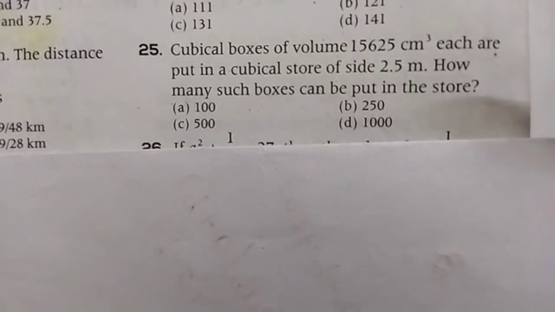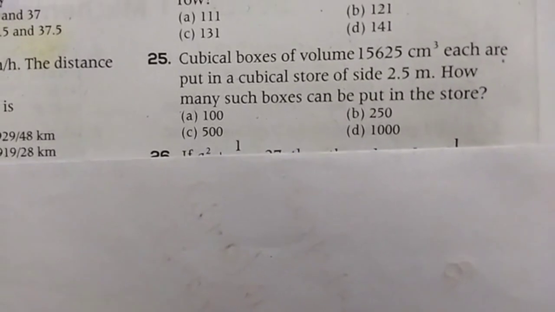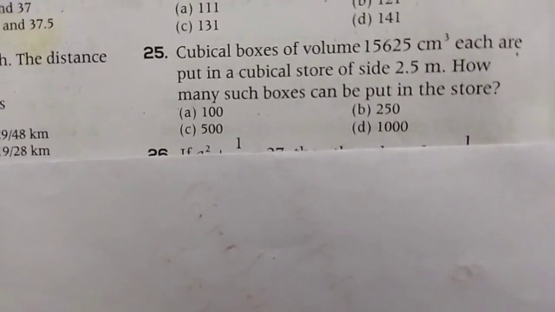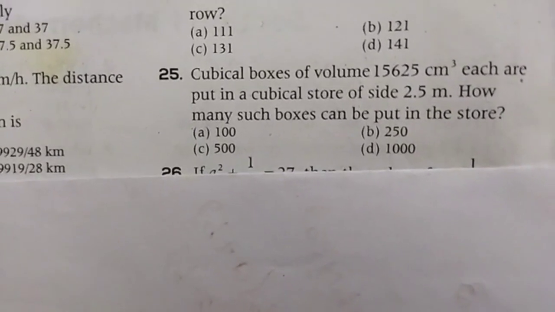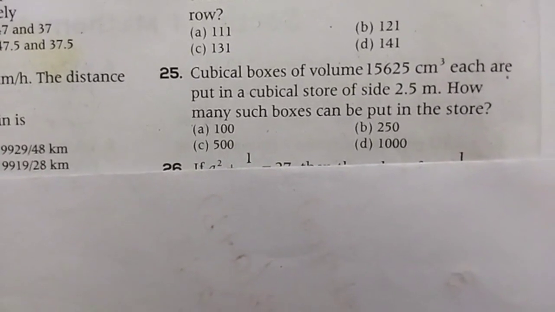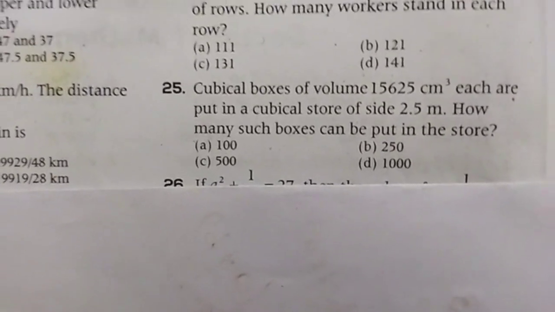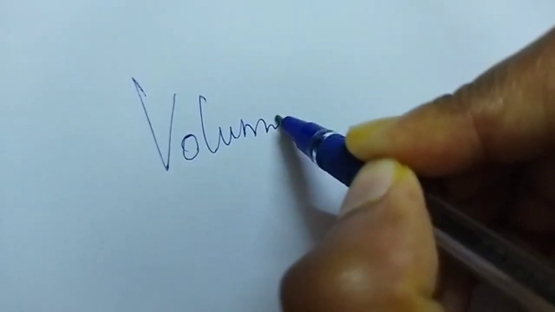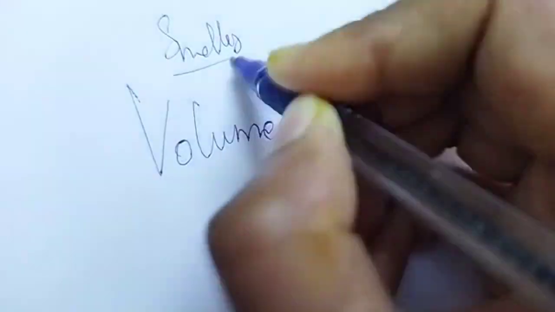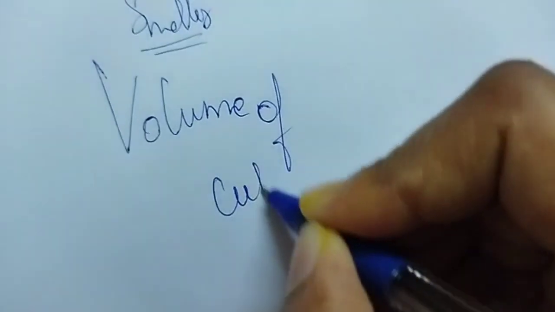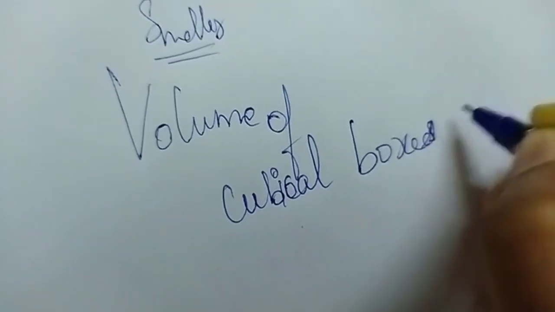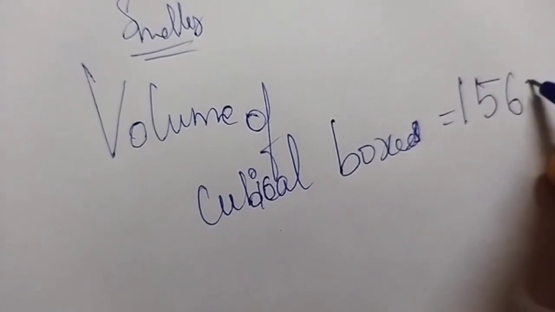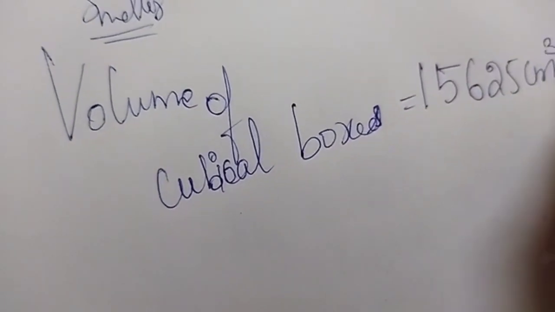For this sum, bigger volume is nothing but the cubical store. Cubical store is the bigger volume, and smaller volume is nothing but the cubical boxes. So if you divide volume of cubical store by volume of cubical boxes we get number of boxes. So we can find the volume of cubical boxes, that is smaller volume. Volume of cubical boxes they have given in the question itself, 15625 centimeter cube. So we have volume already.